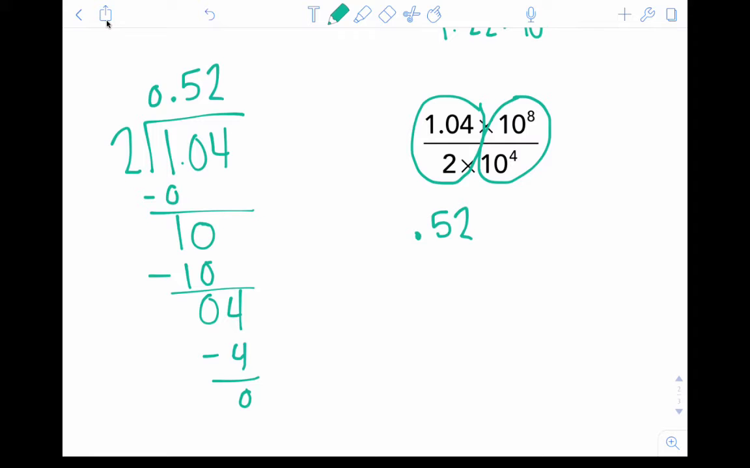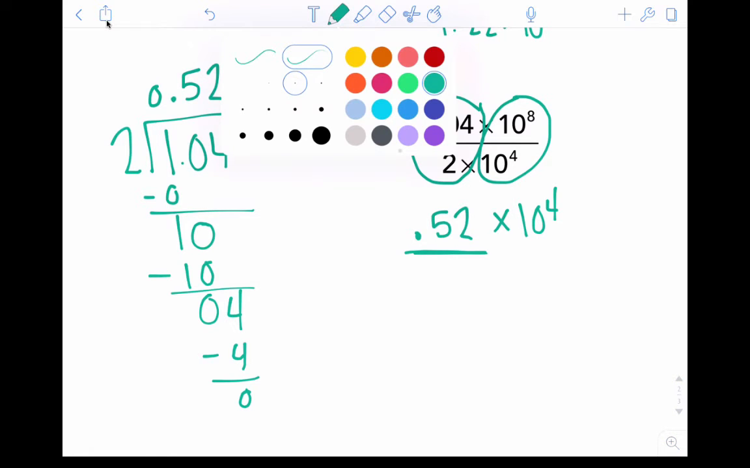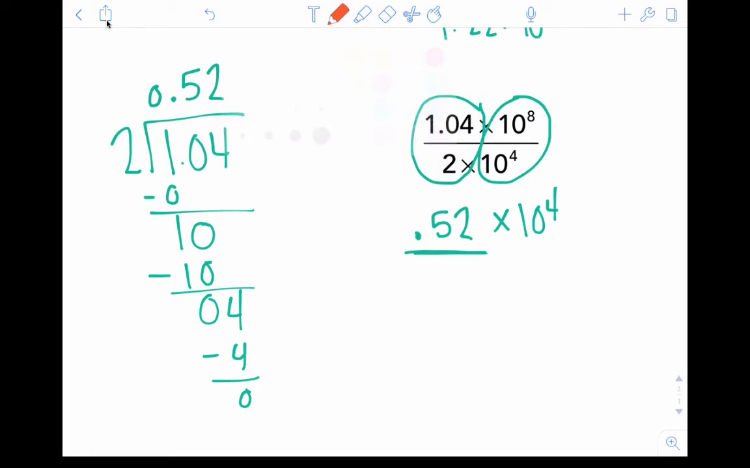And then 10 to the 8th divided by 10 to the 4th. When I'm dividing numbers with the same base, I'm going to subtract the exponents. 8 minus 4 is 4. So this is 0.52 times 10 to the 4th. This is not written in scientific notation because 0.52 is not between 1 and 10. So I'm going to focus in on that and write 0.52 in scientific notation, and then I'll worry about that times 10 to the 4th.